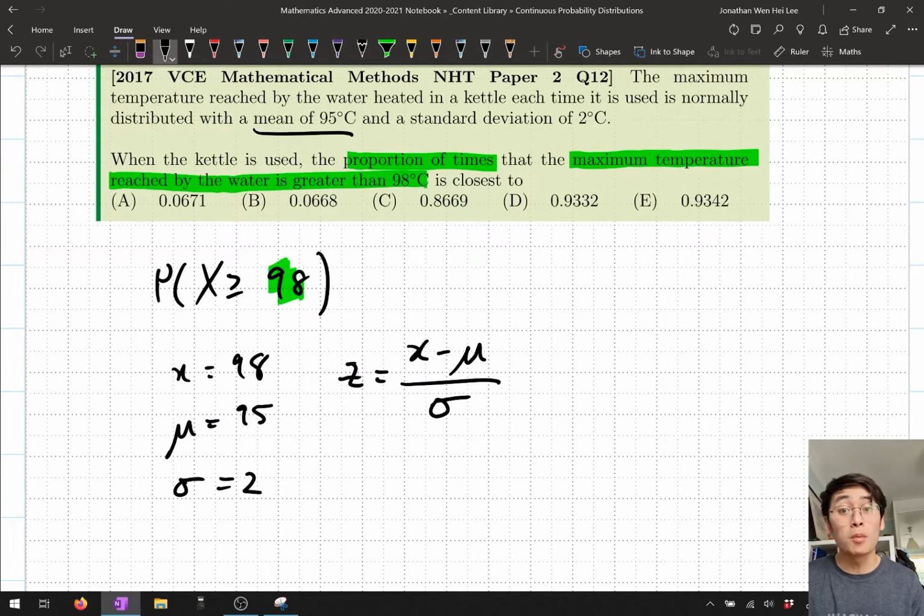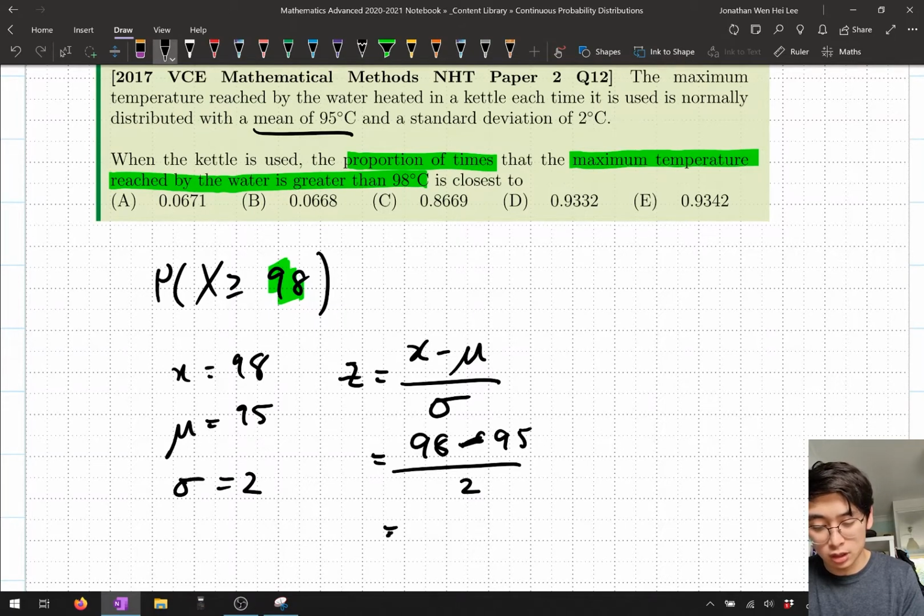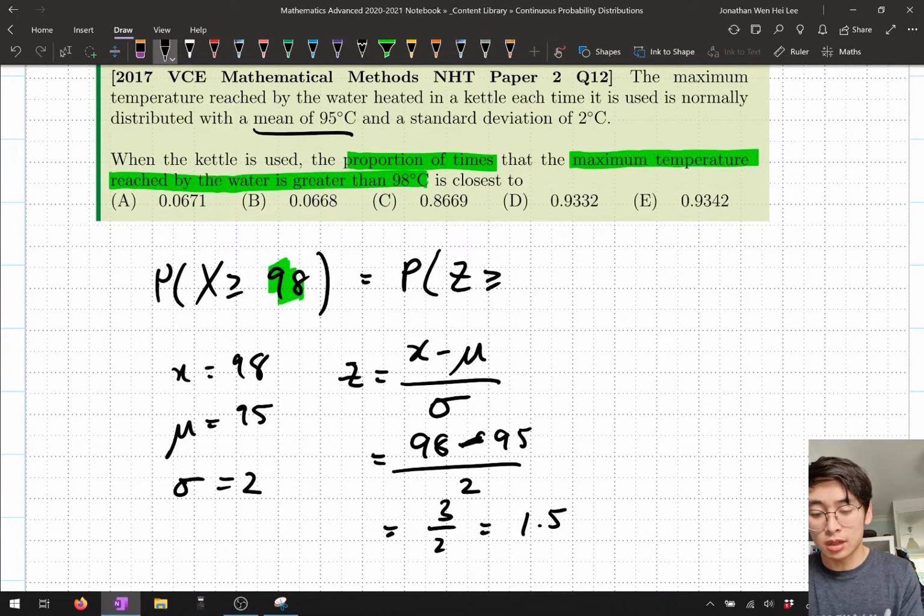So the score minus the mean over the standard deviation. We put the values in. So 98 minus 95 over 2. So that's 3 over 2 or 1.5. So what this means is we're trying to find the probability that z is greater than 1.5.